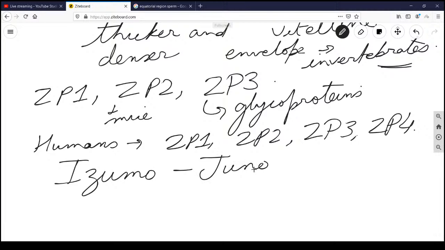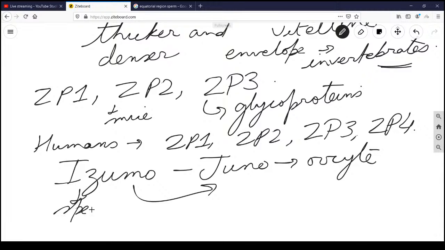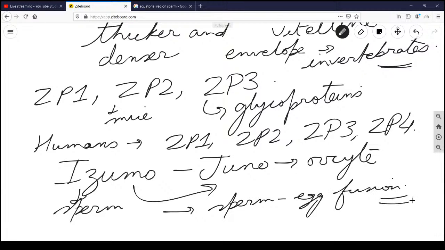Sometimes this question comes: Izumo binds to Juno. Juno is present in the oocyte, Izumo is present in the sperm, and then sperm-egg fusion takes place after the acrosomal reaction. So now we have completed the acrosomal reaction.